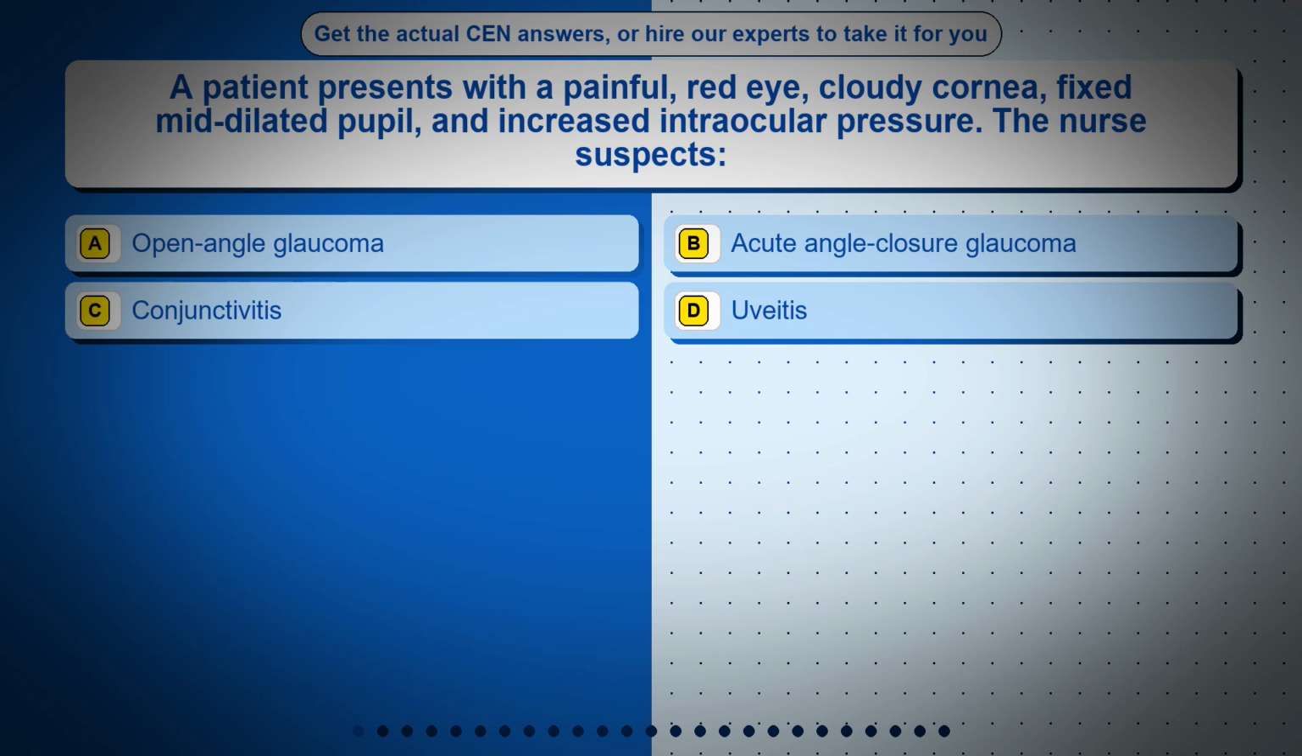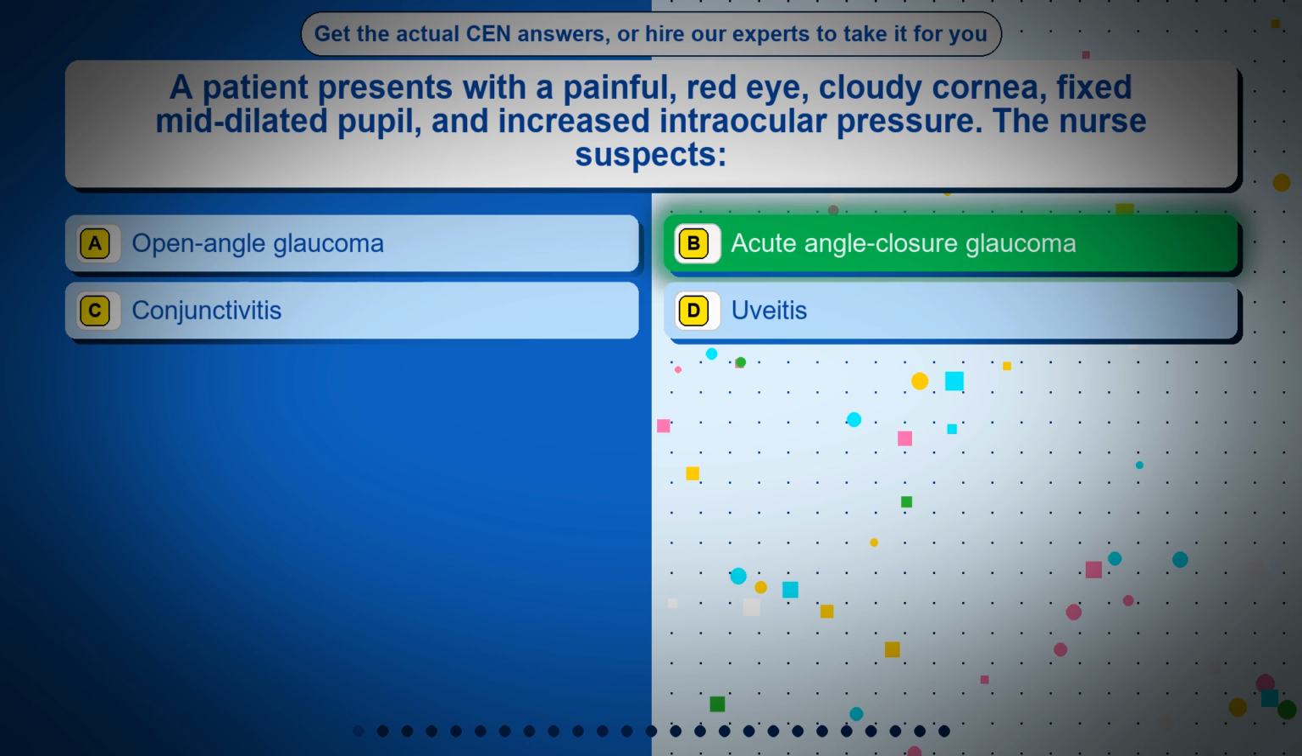Question 1. A patient presents with a painful, red eye, cloudy cornea, fixed mid-dilated pupil, and increased intraocular pressure. The nurse suspects option A, open-angle glaucoma, option B, acute angle closure glaucoma, option C, conjunctivitis, option D, uveitis. The correct answer is option B, acute angle closure glaucoma.